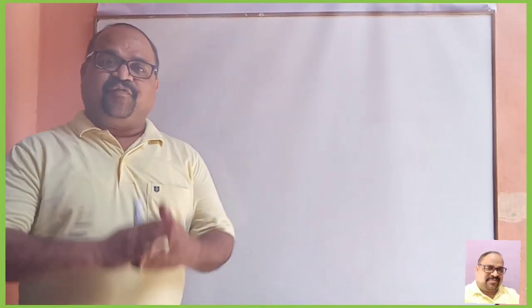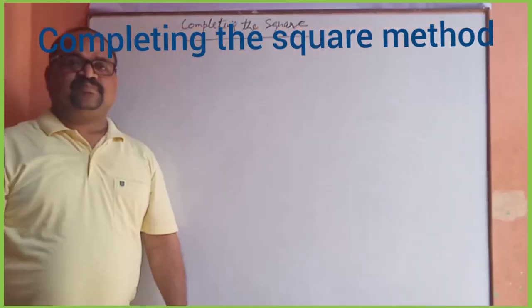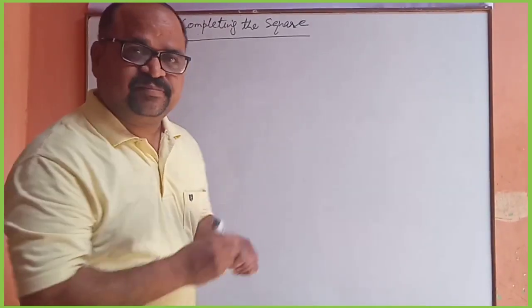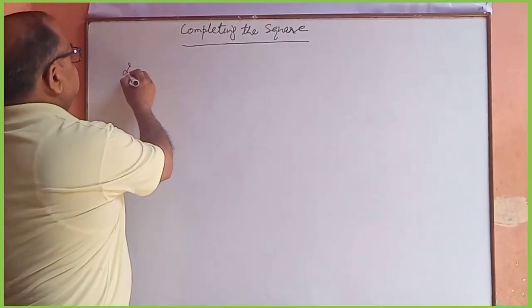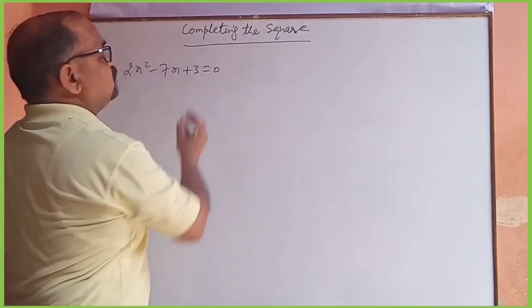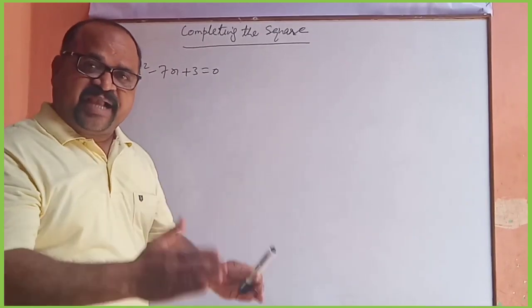Students, today we shall start the next method to find the roots of a quadratic equation, that is method of completing the squares. Let's take one example to verify this method. Now divide both sides by the coefficient of x square.